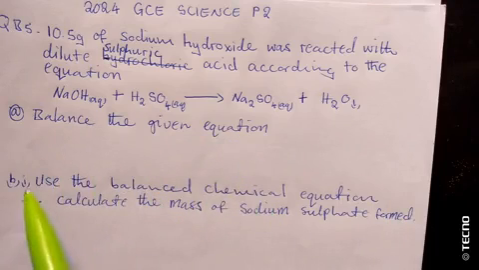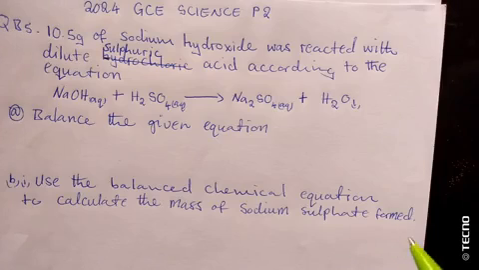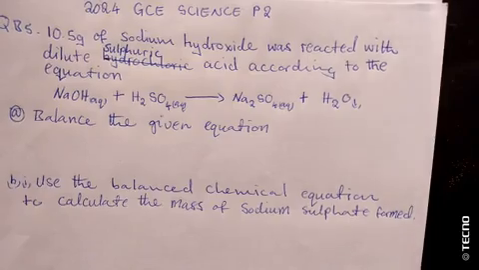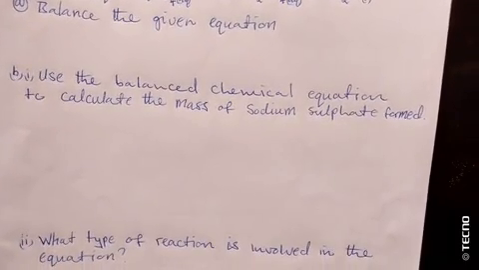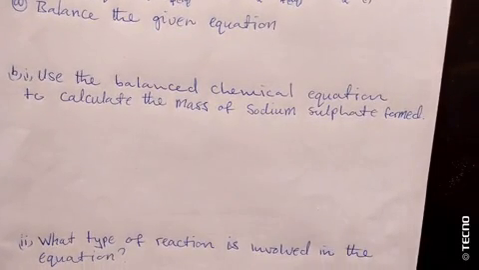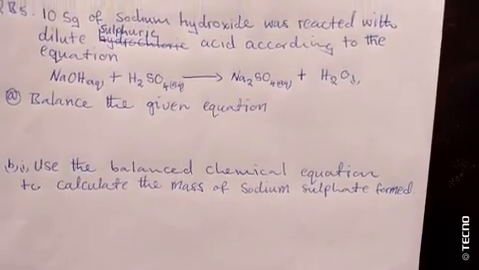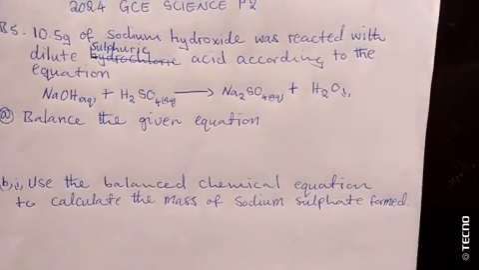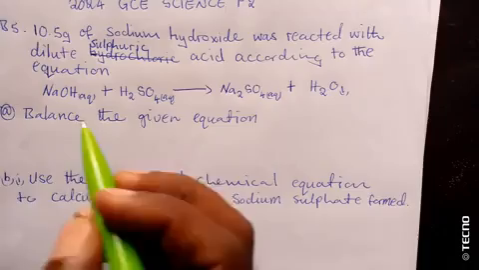Now, the first one is to balance the given equation. Then after we do that, B1, use the balanced chemical equation to calculate the mass of sodium sulfate formed. Then the last one is, what type of reaction is involved in the equation. So let's answer. First thing, we are going to balance the given equation.